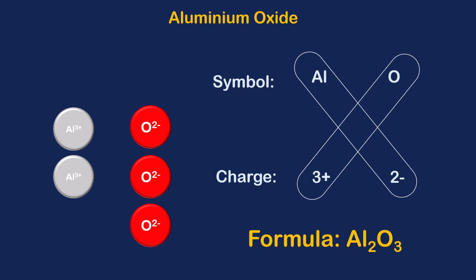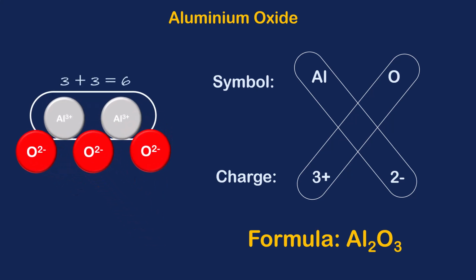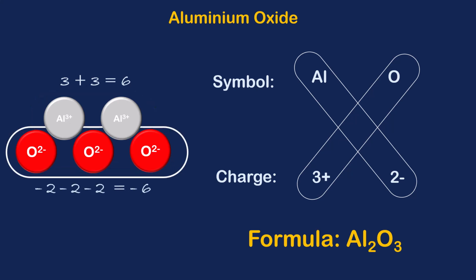Does that make sense? Let's check. Total positive charge equals 6 and total negative charge also equals 6. So yeah, it's balanced. And swapping the charges gives us the correct formula.